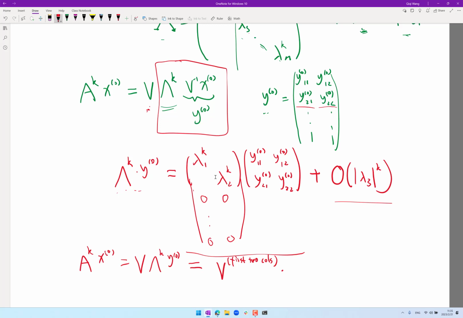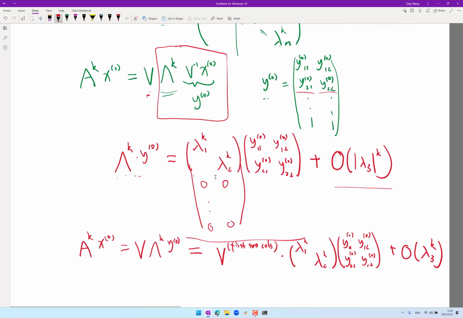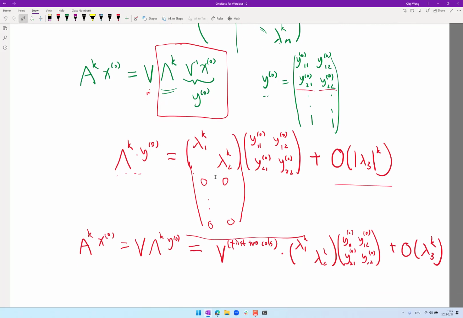times lambda 1 to the k, lambda 2 to the k, and y11, y12, 0, plus again O of lambda 3 to the kth power. All right. Okay, so this is the first critical part of this analysis, which is to use this big O notation.